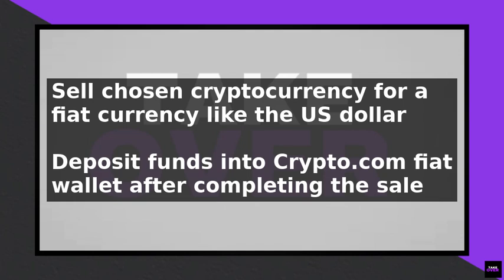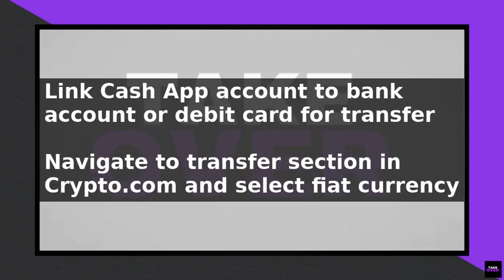Now, back in your Crypto.com account, go to the Transfer section and select the fiat currency you want to transfer. Enter the amount you want to transfer and select your bank account as the destination. Follow the prompts to complete the transfer. This may take a few days to process, depending on your bank and Crypto.com.